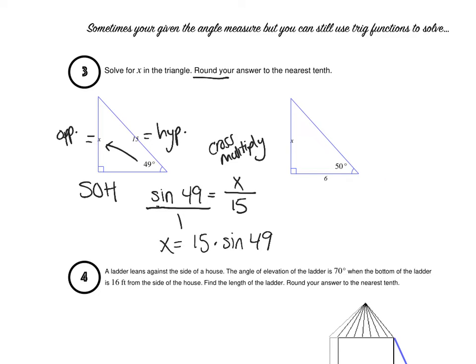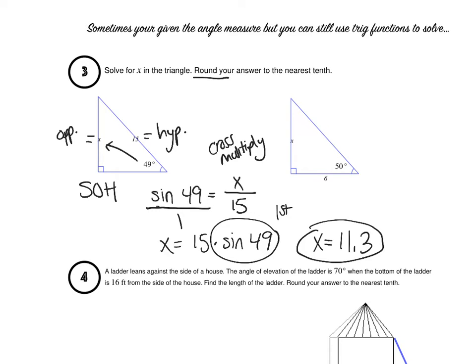So on a calculator at home, you would have to do this part first, and then multiply it by 15. So we should get x is equal to, rounding to the nearest tenth, 11.3. That would be our final answer there.